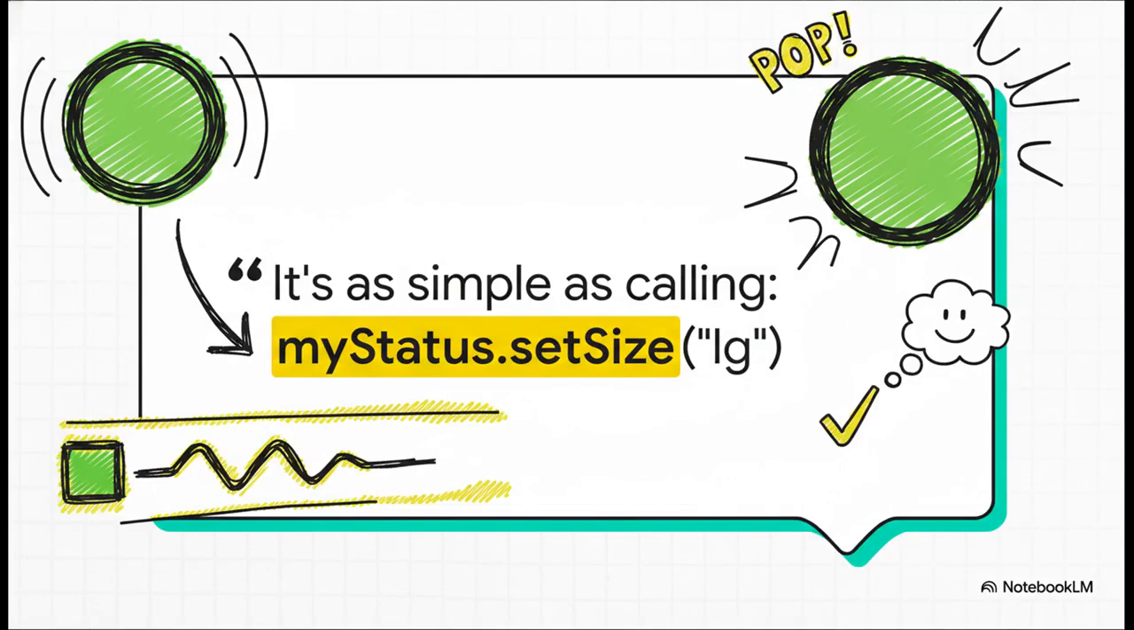And look how simple the code is. It's literally one line. Want a large status dot? You just call sizeset LG. That's it. It's so easy.